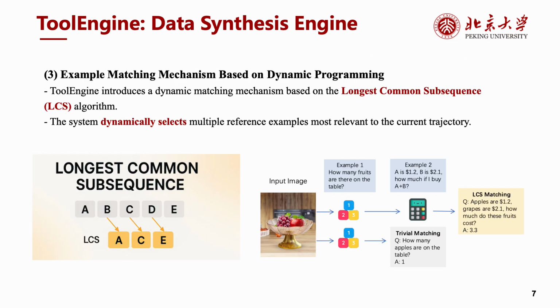The third design is an example matching mechanism based on dynamic programming. ToolVQA introduces a dynamic matching program based on the longest common subsequence to overcome the limitations of template-based approaches in generating diverse reasoning paths. The system selects multiple reference examples most relevant to the current trajectory from expert-constructed typical human use cases. These references then guide the next tool selection and parameter generation, enabling more flexible and human-like reasoning processes.